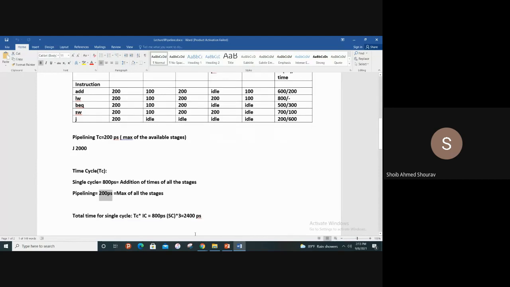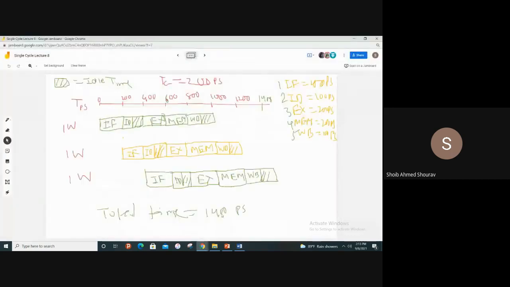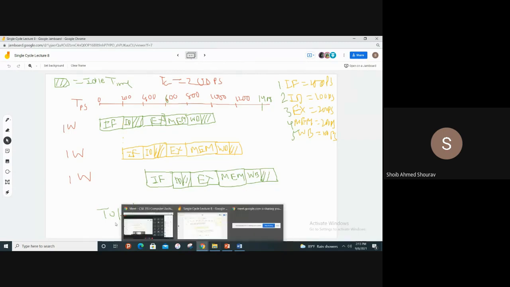Okay, and we have seen that if there are instructions like load word, load word, load word, and even after that a BEQ comes, what will happen? We have seen these things in the pictures. I'm going to share pictures with you today as well. So just give me some time.